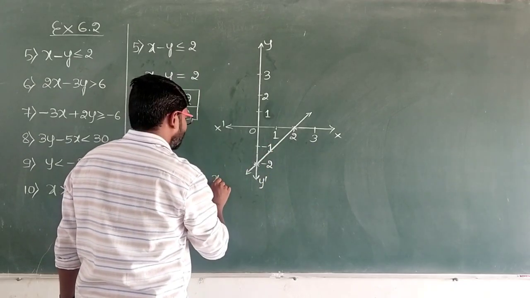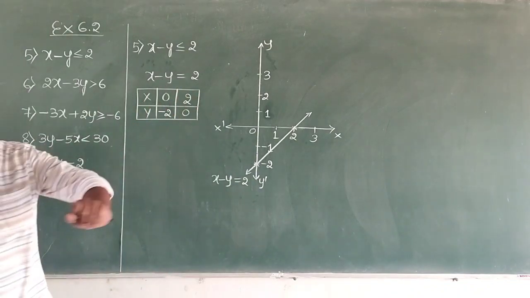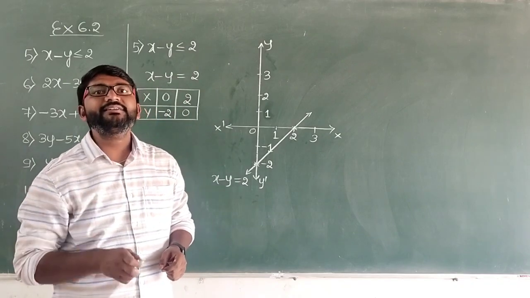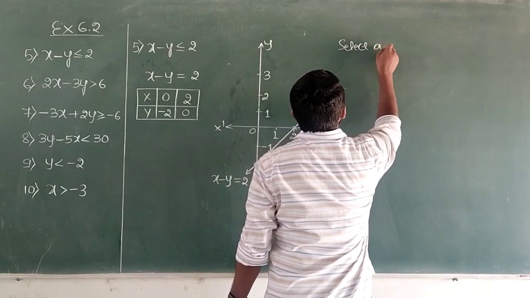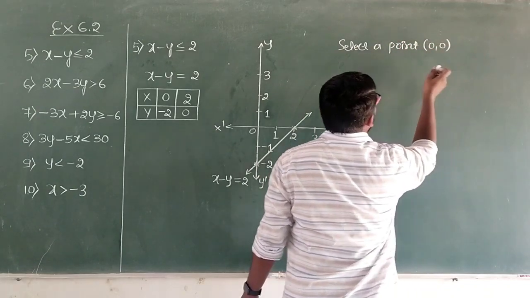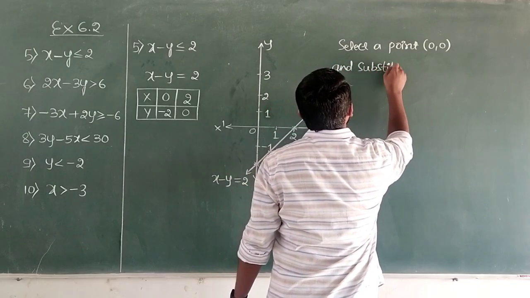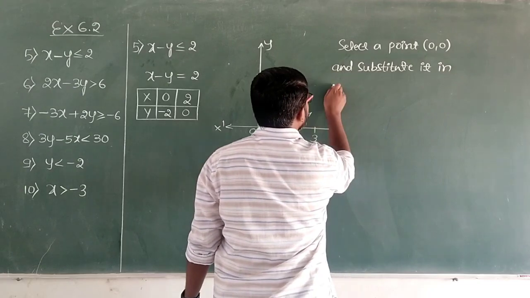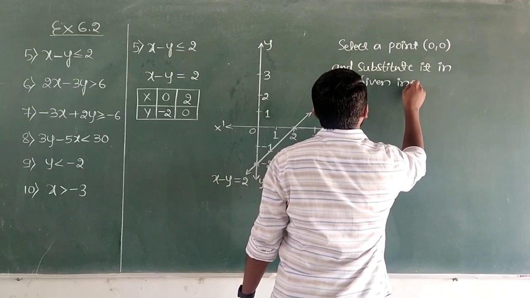So now I will write the equation here. It is x minus y equals 2. So what was the next step now? Now we will have to select the point 0 comma 0 and substitute it in the given inequality and check whether it satisfies the inequality or not. Select a point 0 comma 0 and substitute it in the given inequality.